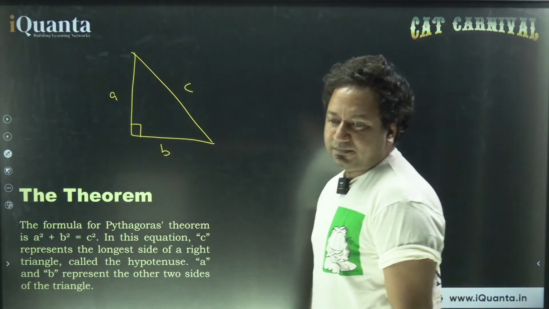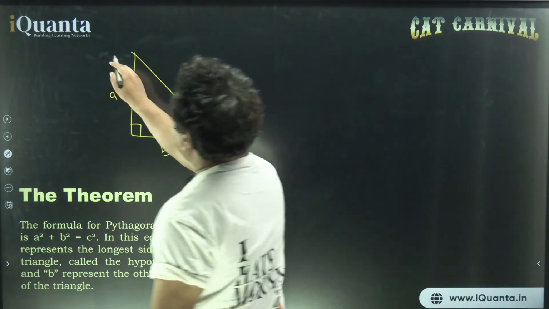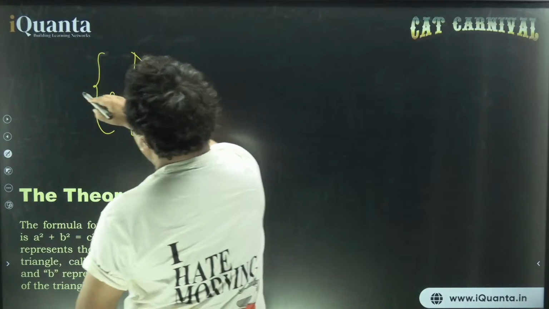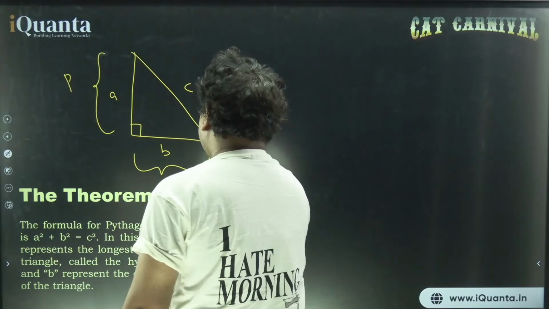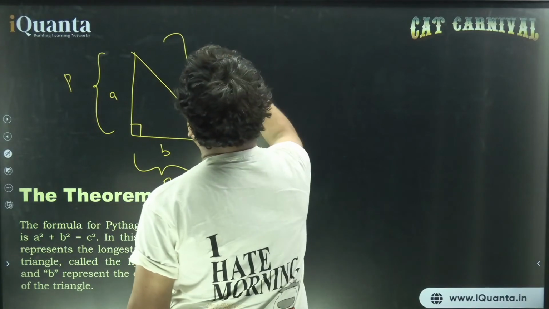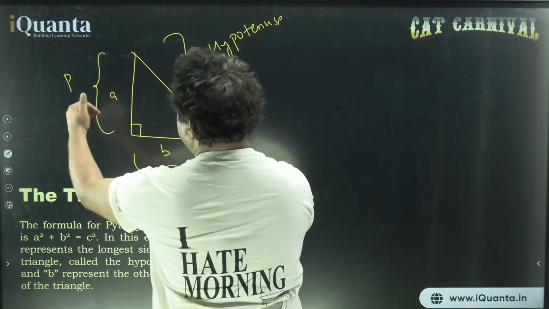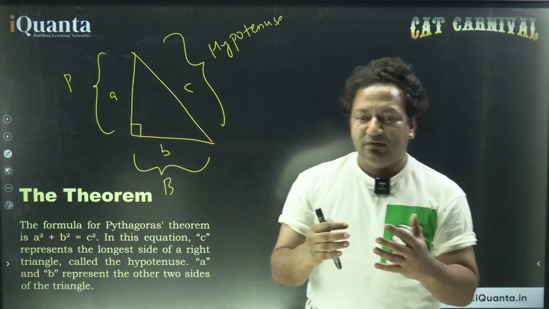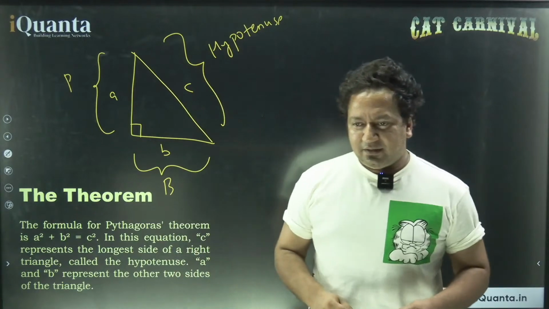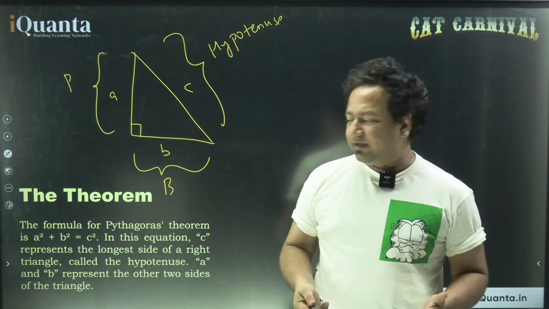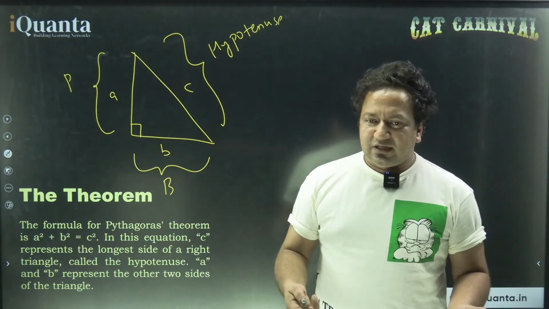And normally what happens? Whatever is vertical, we call it perpendicular, and whatever is horizontal, we call it base. And this will be called as hypotenuse. We know it already. By the way, if I ask you, can P and B be interchanged? Yes or no? Can we interchange perpendicular and base? We can do that. Algebraically, it doesn't even matter because a square plus b square equal to c square, or it can be b square plus a square is c square. So it's the same thing.